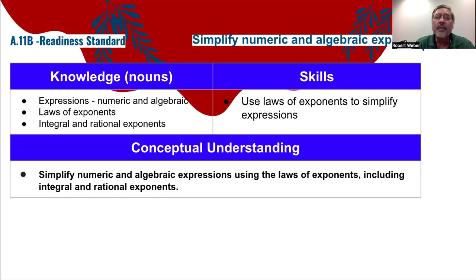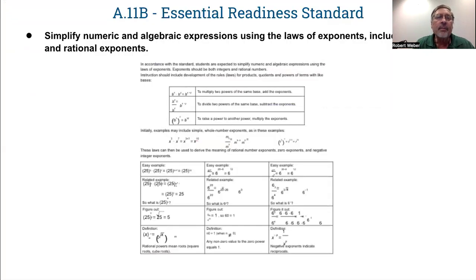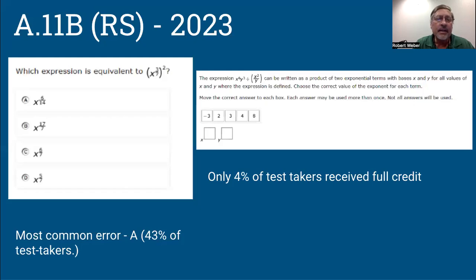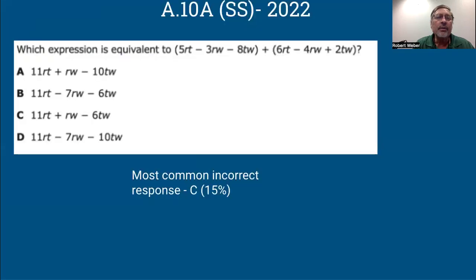A11B, simplifying using laws of exponents. Of course, when you multiply like bases, you add the exponents. When you divide like bases, you subtract the exponents. That's the negative exponent, being able to put that in the numerator or the denominator. So a lot goes into this one. Examples there, some of the content, some of the testing questions that we've used.